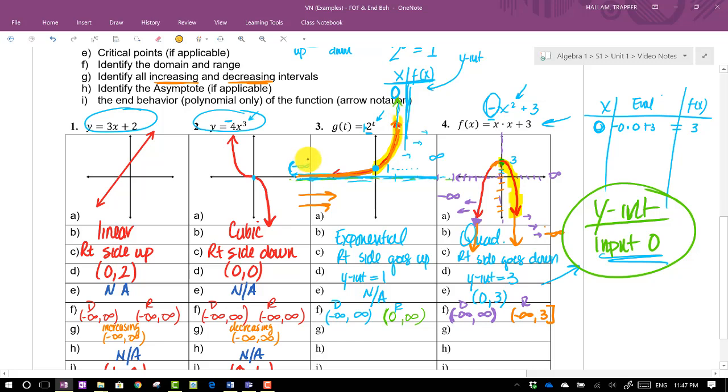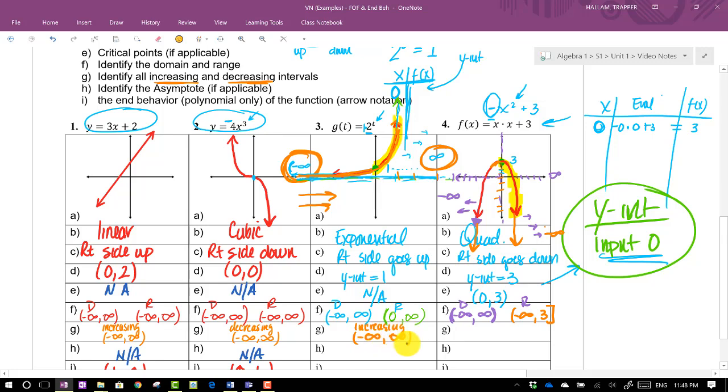We say for the x coordinates, where is it increasing from? Where's the lowest point that it starts increasing? Well, in this case, it's negative infinity. And where does it stop increasing at? Well, in this case, it's positive infinity, because it keeps increasing forever as we go along the x-axis, and that's what we're looking for here for the interval. So this is an increasing function. The interval is increasing forever, so from negative infinity to positive infinity.